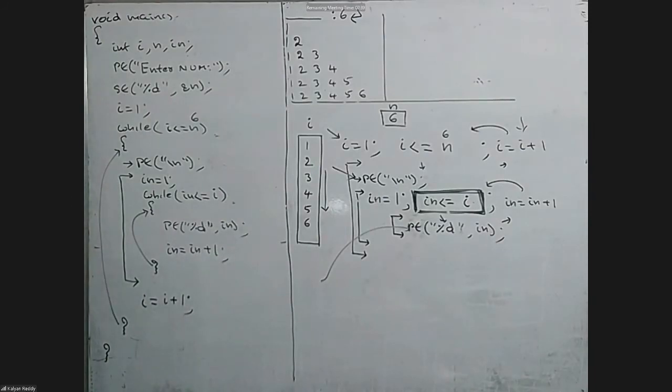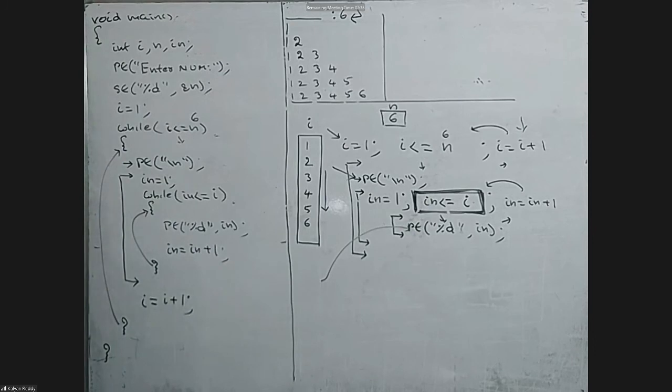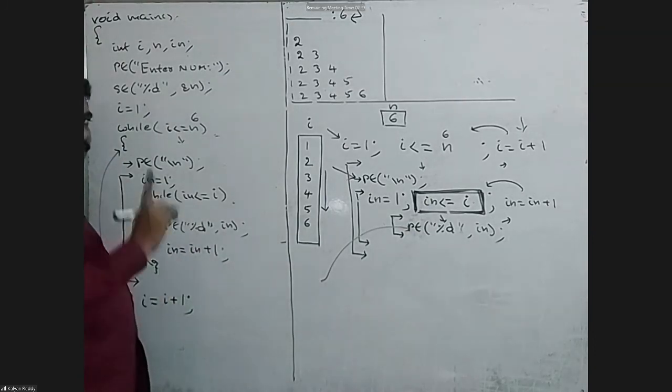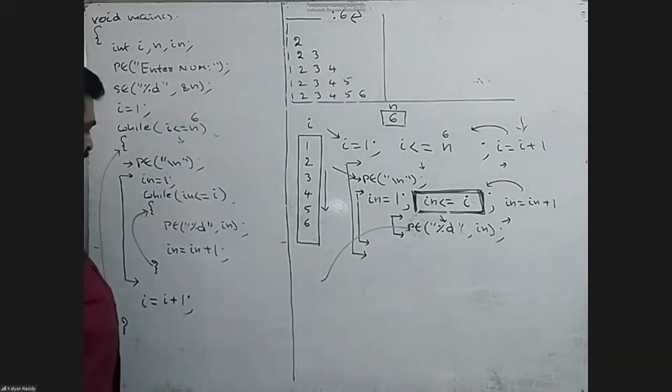Check it out. Suppose the input number is 6. 1 less than or equal to 6, come inside. Printf \n, control comes to the next line. Next in equal to 1. in less than or equal to i. Right now the i value is 1. So 1 less than or equal to 1, come inside. 1 printed. in is 2. Go up, 2 less than 1 is false, falls out. Now the loop repeated only one time. 1 is out. Next i became 2.